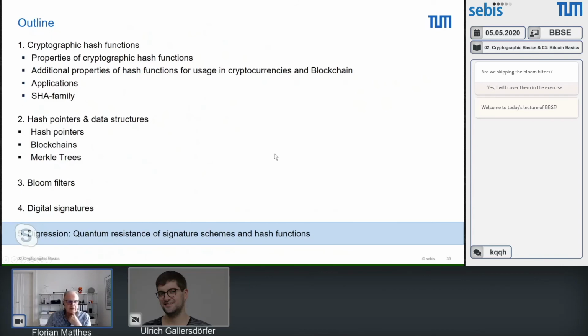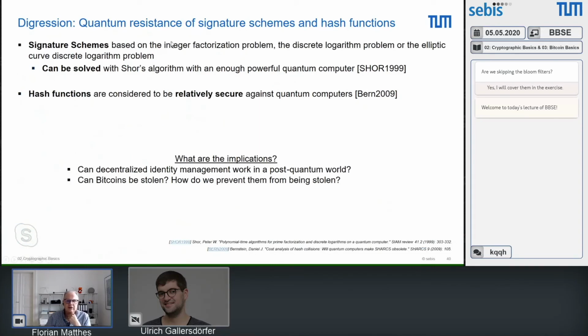To sum up, as a final digression, these signature schemes based on integer factorization can be solved with Shor's algorithm using a sufficiently powerful quantum computer. That has already been proved, I think, 20 years ago. There's another positive result: hash functions are relatively secure against quantum computers. It can be proven also for quantum computing based algorithmic models that the complexity of breaking hash functions is very high. This was shown in 2009.